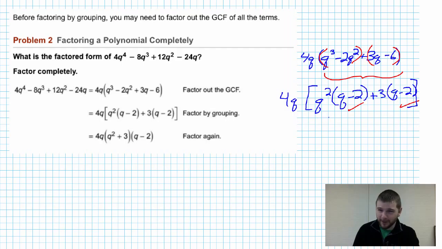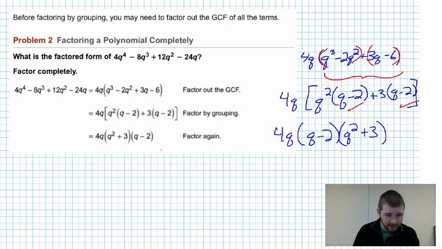Well, we're almost done. Why not just finish this one? Factoring out a q minus 2 from both of these terms will leave us with 4q times q minus 2, you see where that came from, times q squared plus 3. All right, let's check against the book solution.